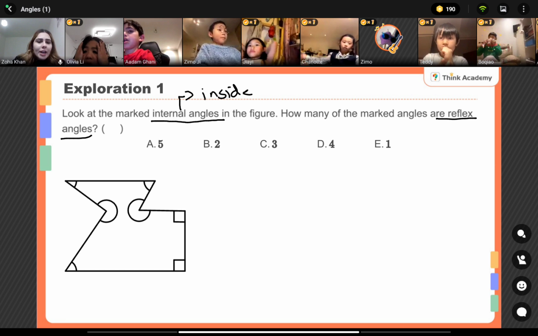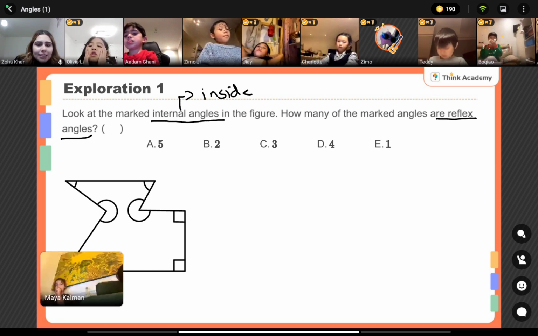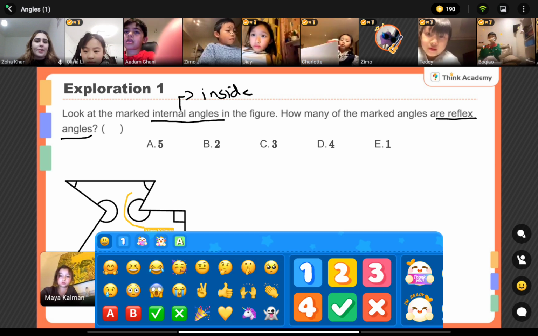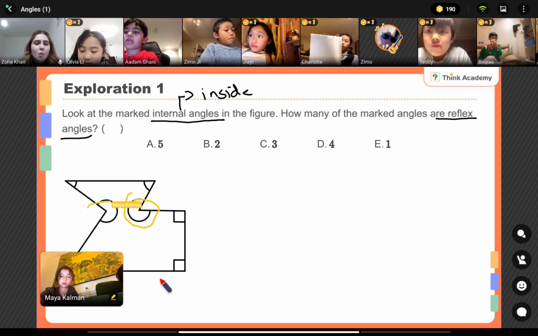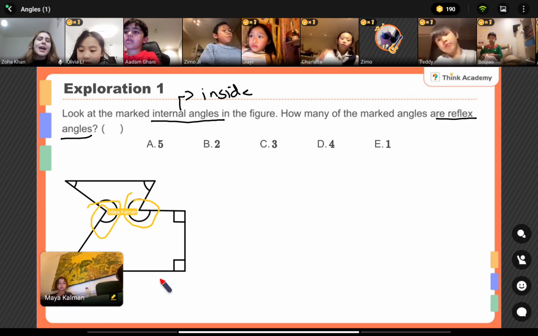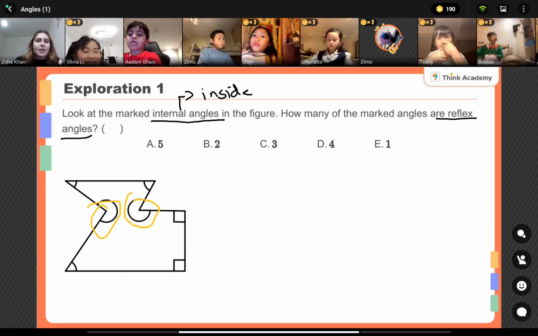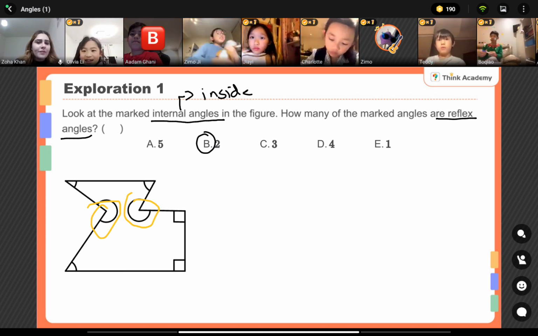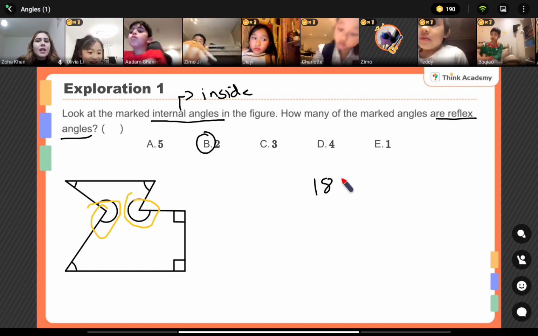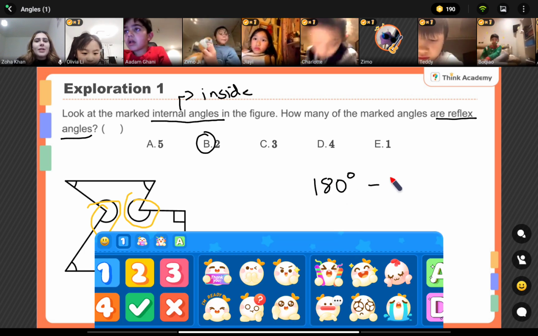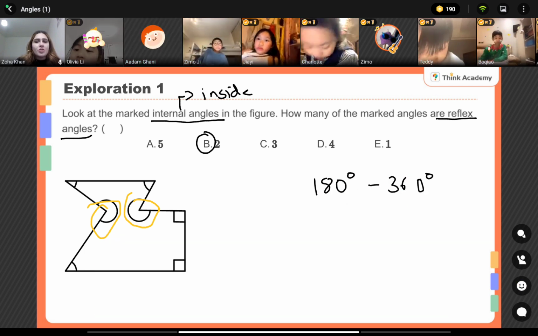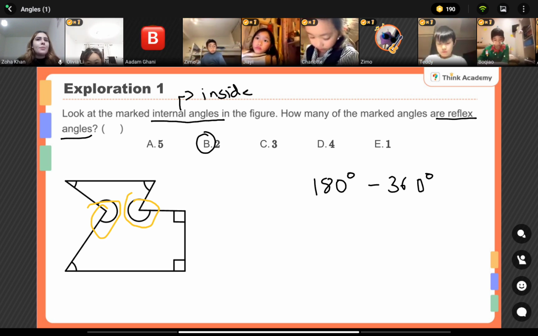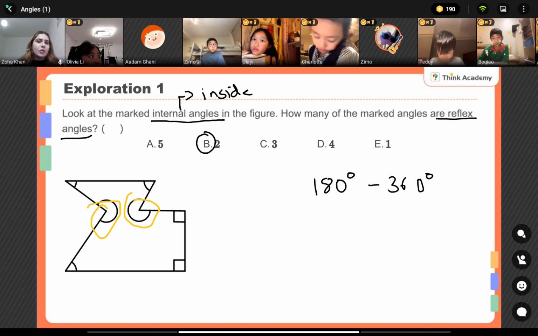So Maya, can you come up on stage, please, and circle how many reflex angles we have? Good, that's one. Amazing. And that's the other one. Very, very well done. So everyone, your answer should have been B. There's two reflex angles. Remember, reflex angle means it's bigger than 180 degrees, but less than 360 degrees. So it's a big angle, but it's still not a full turn.